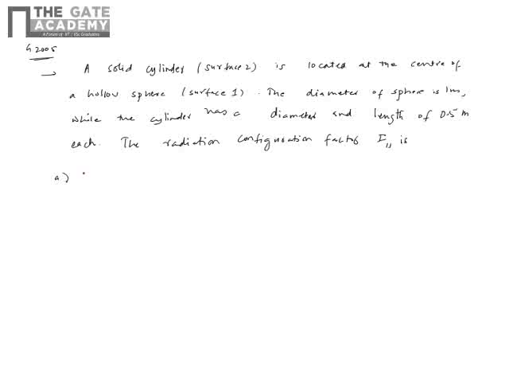So the radiation configuration factor F11 is, okay, the options are 0.375, 0.625, 0.75, and D is 1. Okay, so what is given? A solid cylinder, surface 2, is located at the center of a hollow sphere. So we have a cylinder located at the center of a hollow sphere.